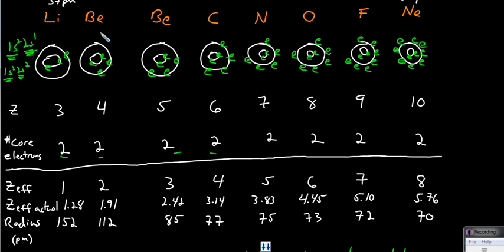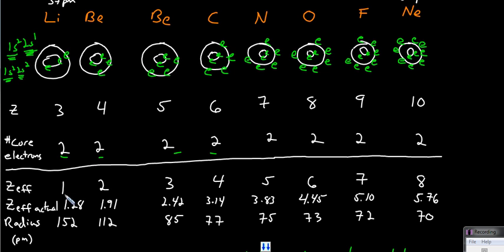Lithium has 3 protons, beryllium has 4, 5, 6, 7, 8, 9, 10. Having increasing numbers of protons, yet the same shielding from those core electrons, there is a greater and greater pull of the electrons on the outside towards the nucleus. And having greater pull, greater effective nuclear charge, there's going to be a smaller and smaller radius as you go to the right in the periodic table.